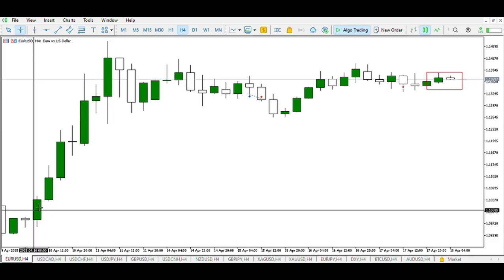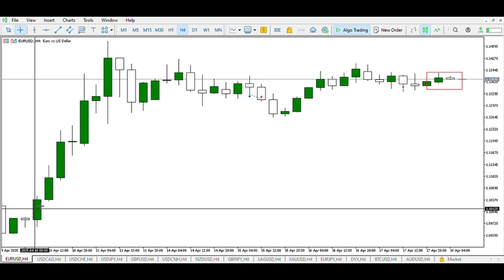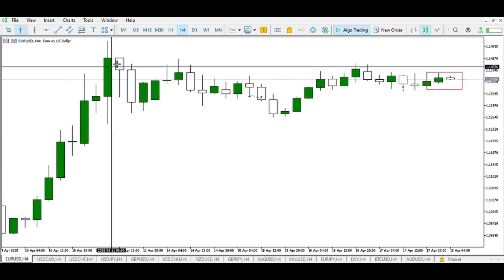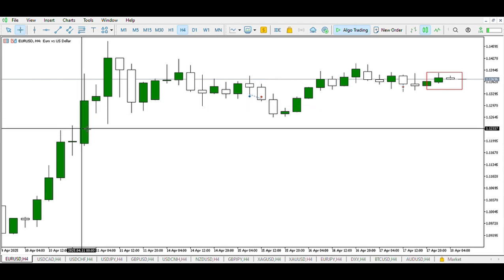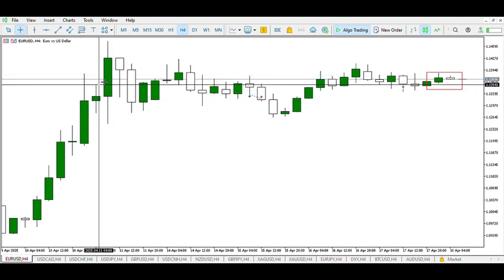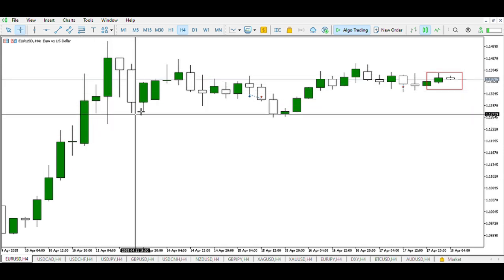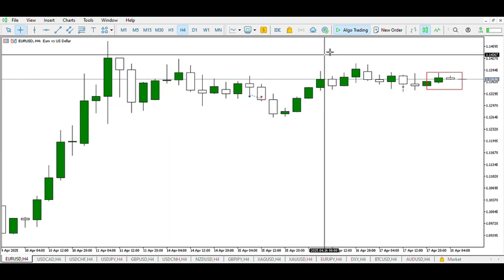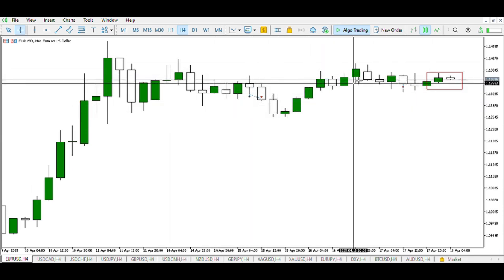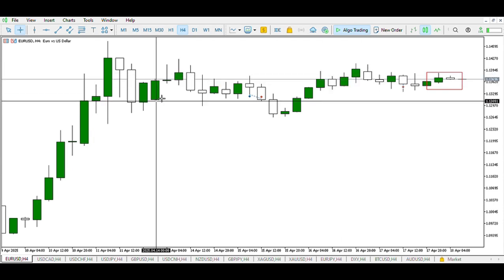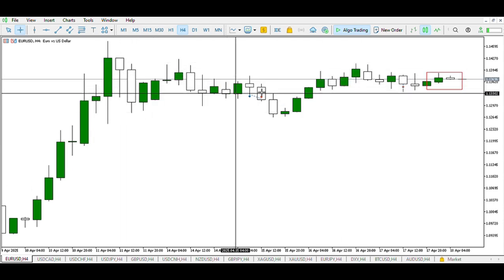Need to explain candlesticks. As you can see, price is rallying up, creating an uptrend with a cluster of green candles. These green candles signify buying pressure. On the other hand, as you can see, price is ranging in this choppy market, creating a cluster of white candles. These white candles signify selling pressure.